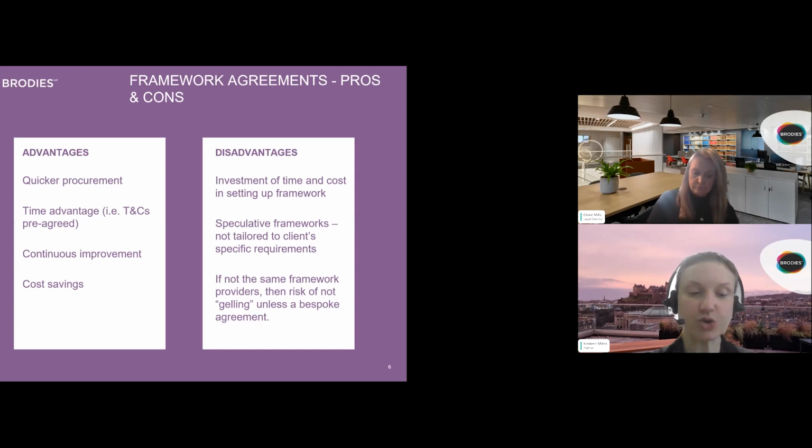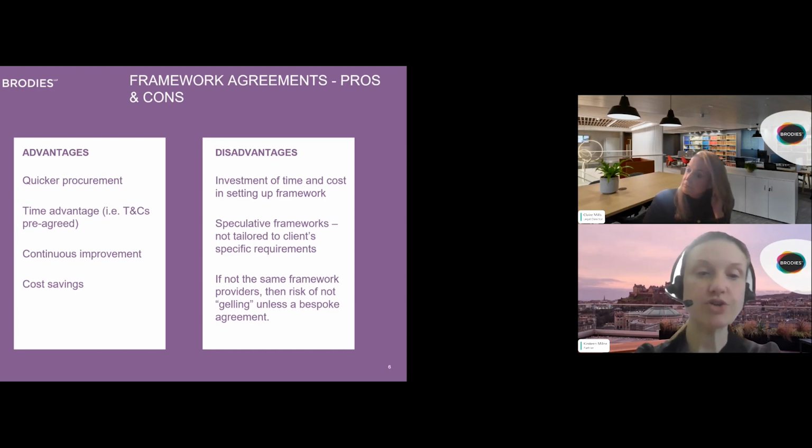One of the advantages of an organisation setting up their own framework is that they can consult with the various stakeholders and craft terms and conditions that meet their requirements and will achieve their aims. Those are therefore less likely to require further amendment later on. As we've said, that engagement does take time.